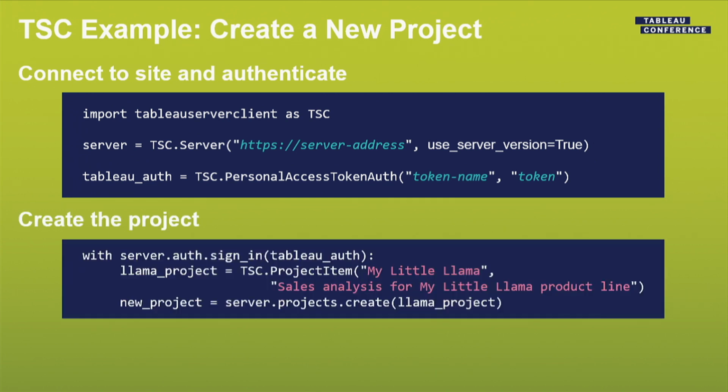And when we are trying to create the project, firstly, we just call server.auth.signin, which will sign you in using the personal access token. And next, you just need to create a project item with the name and description as you want, and then call server.projects.create. And then you will get a return with the new project that's created. And now let's see another demo.